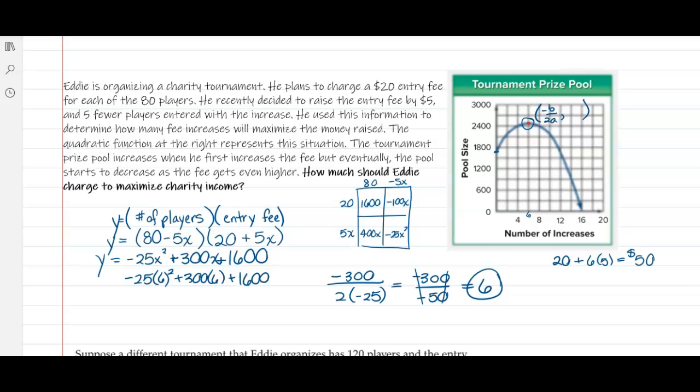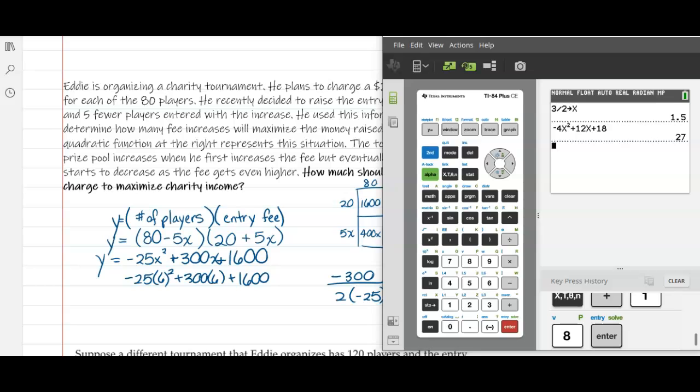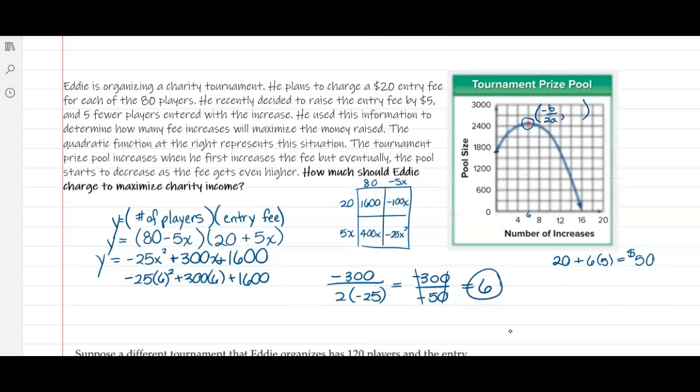And again, given the nature of the numbers we're dealing with, sometimes it's easier to simply use our calculator. 6 stored to x, negative 25x squared plus 300x plus 1600 gives me 2500. So if he charges $50 per person, he will bring in $2,500 if he has 6 price increases. That is how he should maximize his prize pool.